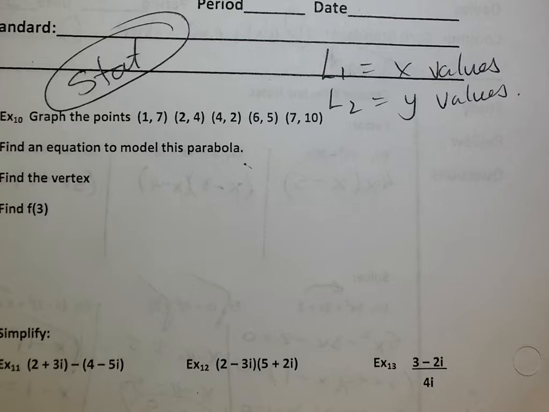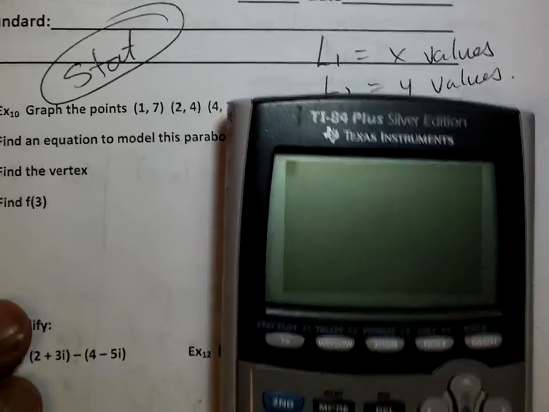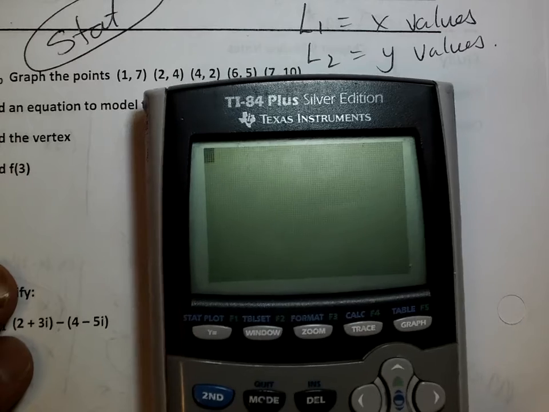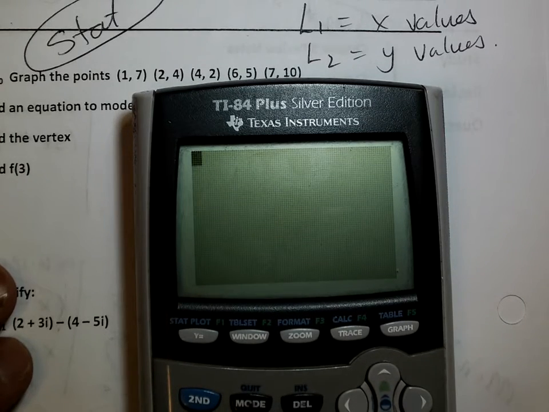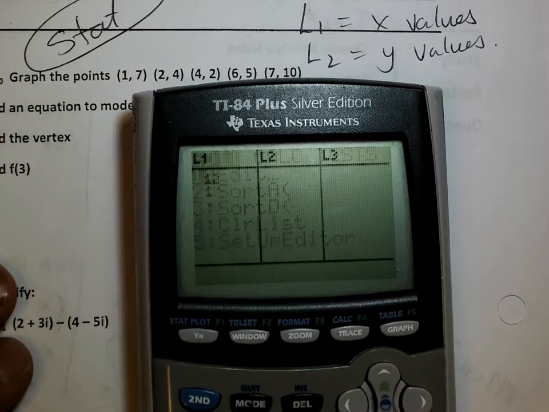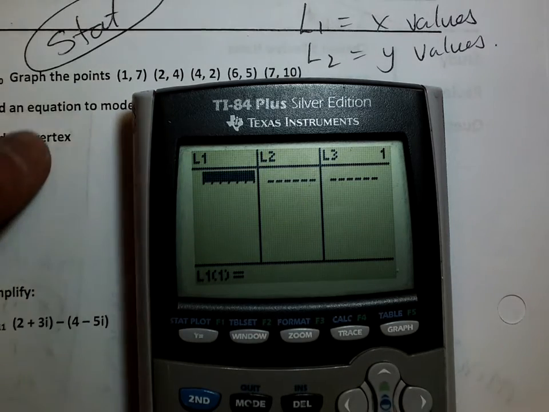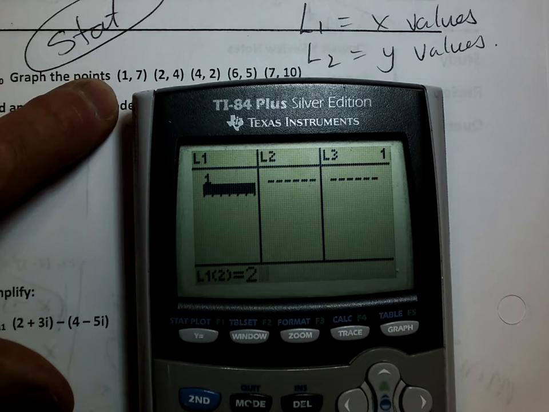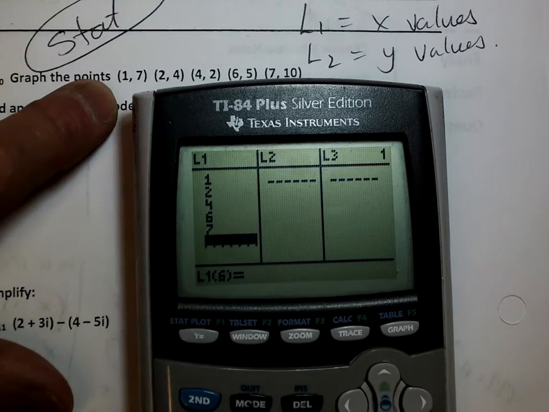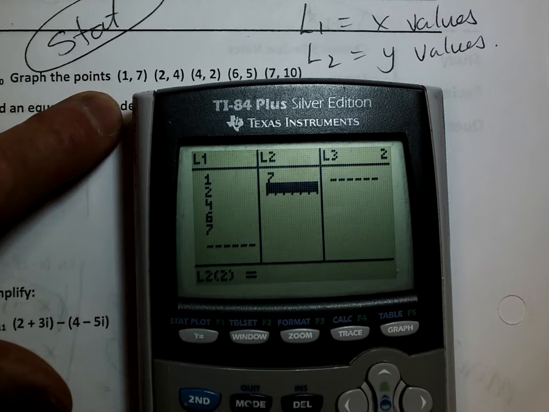Make sure you guys can see this. That's not too bad. So go to Stat, Edit. Clear my old list. Okay, x values. I'm going to put in 1, enter, 2, enter, 4, enter, 6, enter, 7, enter. Let's put in my y values: 7, 4, 2, 5, 10.